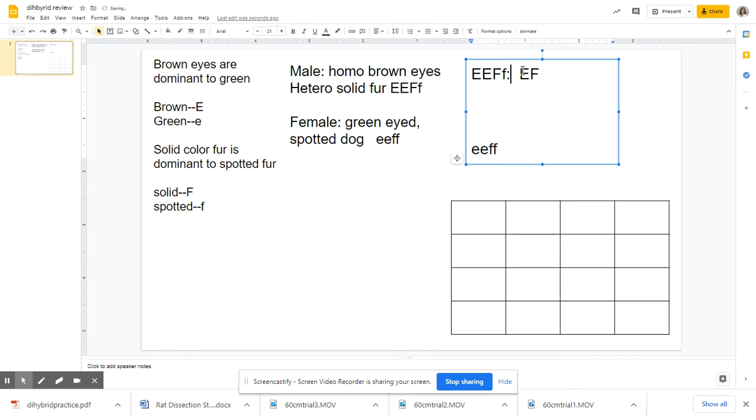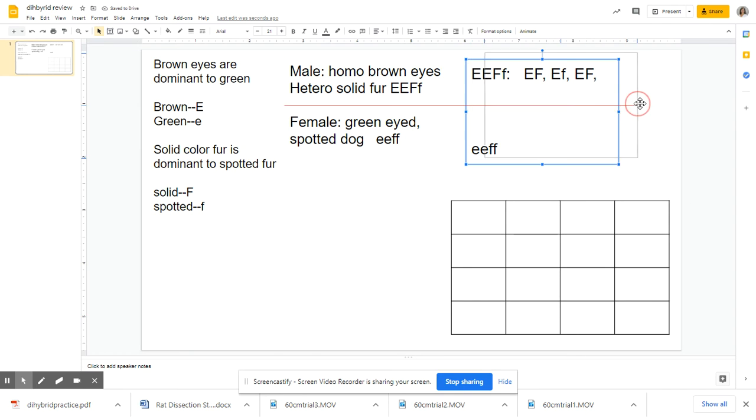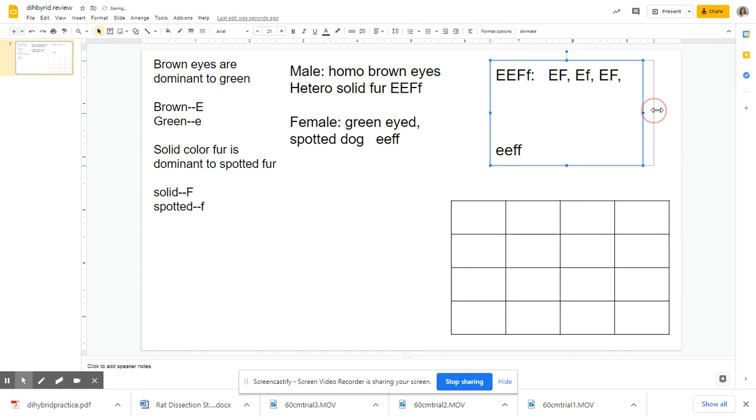Let me make sure I designate this for us. Then we're going to take our outer. Our outer is this capital E and the lowercase f. Our inner is going to be a capital E and a capital F. And our last, give us some more space here, is going to be our capital E and our lowercase f.